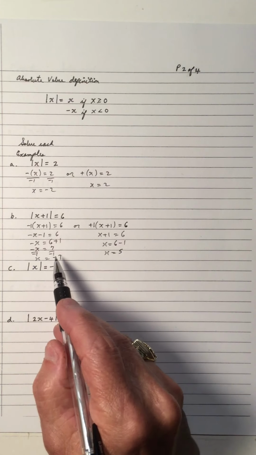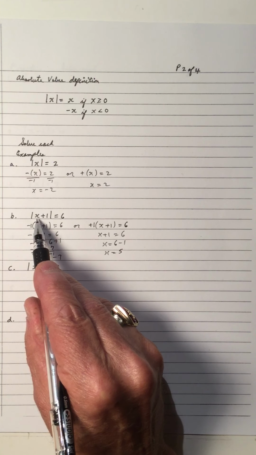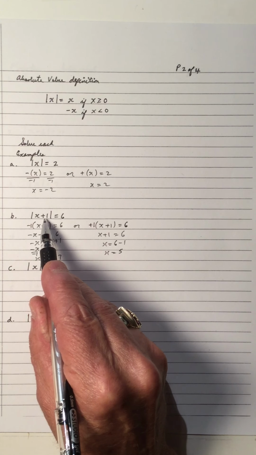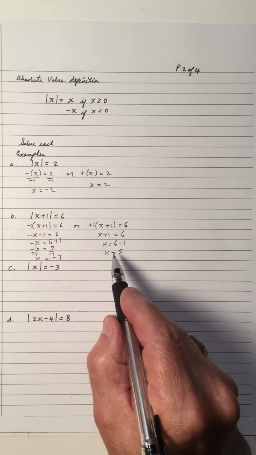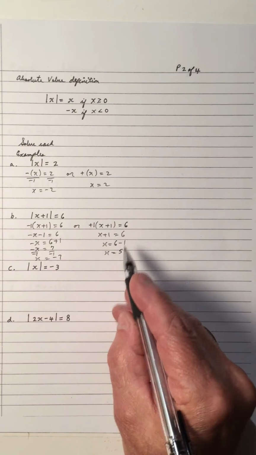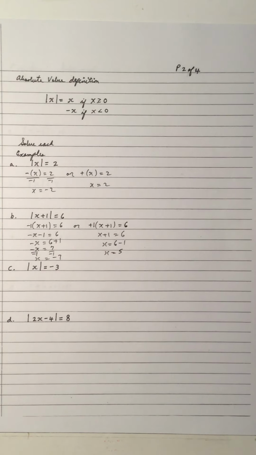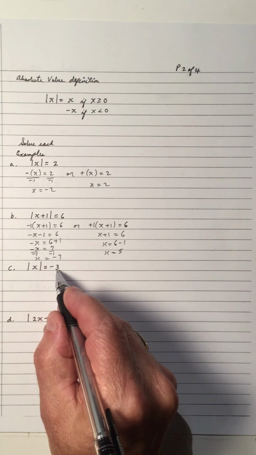And again, if you want to check, take the -7 and put it in here very quickly. -7 plus 1 is -6. Absolute value of -6 is 6. Put a 5 in. 5 plus 1 is 6. Absolute value of 6 is 6. So there are two values.